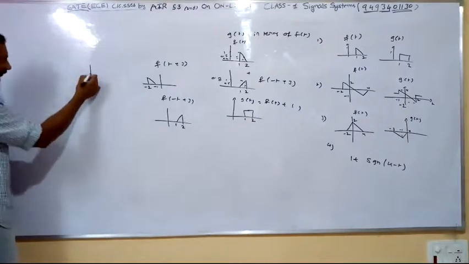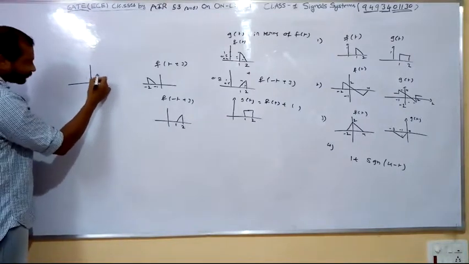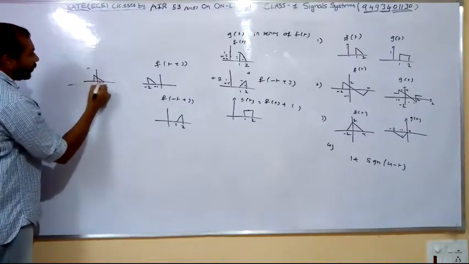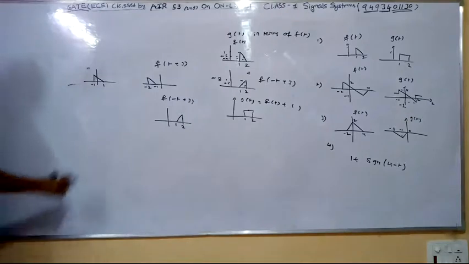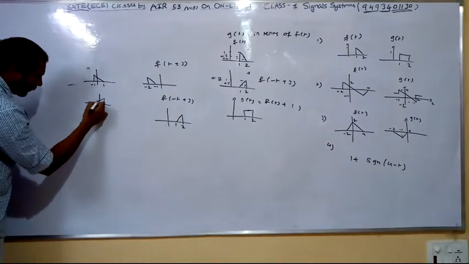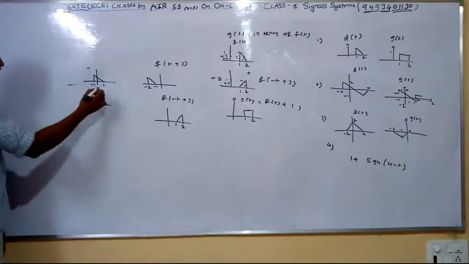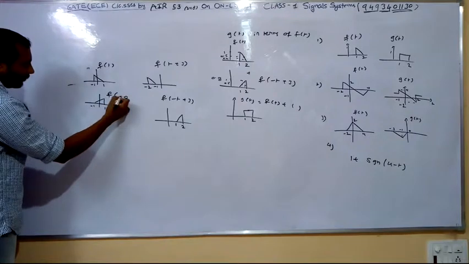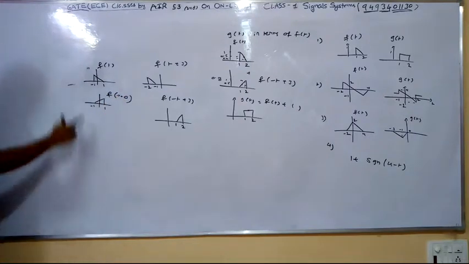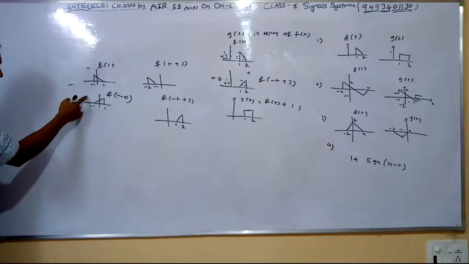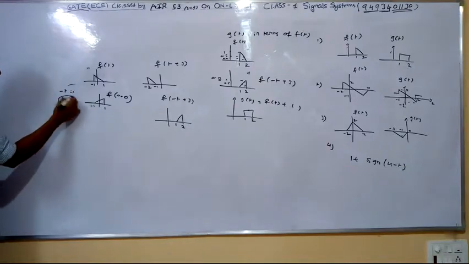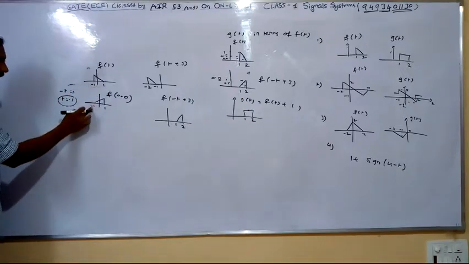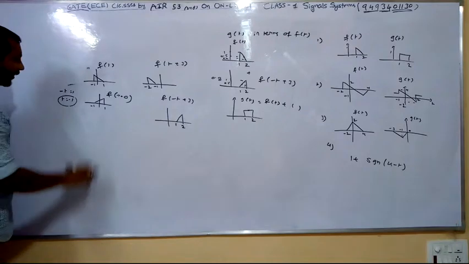Suppose the signal is given like this, from minus 1 to 1, and you want to develop a signal like this. Then simply write f of t equal to 1 minus 1 is equal to 0, plus minus t. This is directly f of minus t. F of minus t equals 1 at t equal to minus 1. If you multiply by minus 1, minus 1 into minus 1 will become 1, and minus 1 into 1 will become minus 1. This is the corresponding signal.